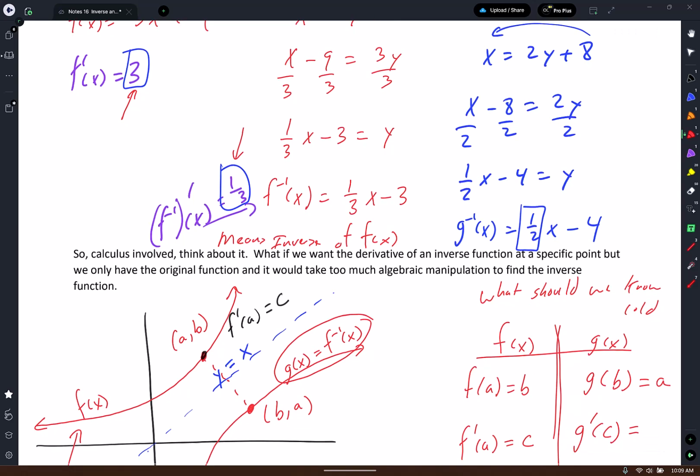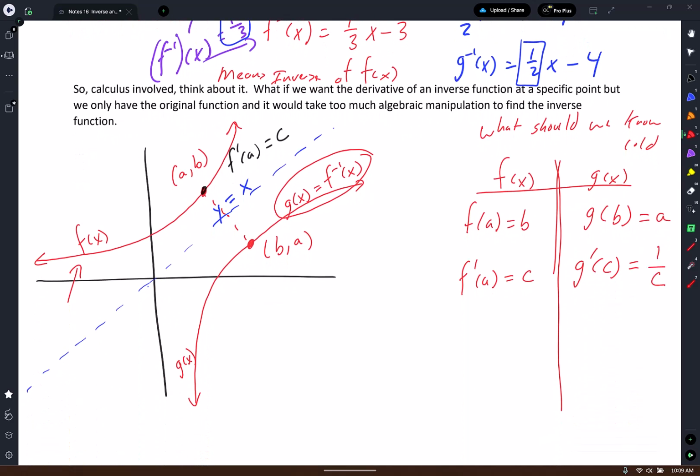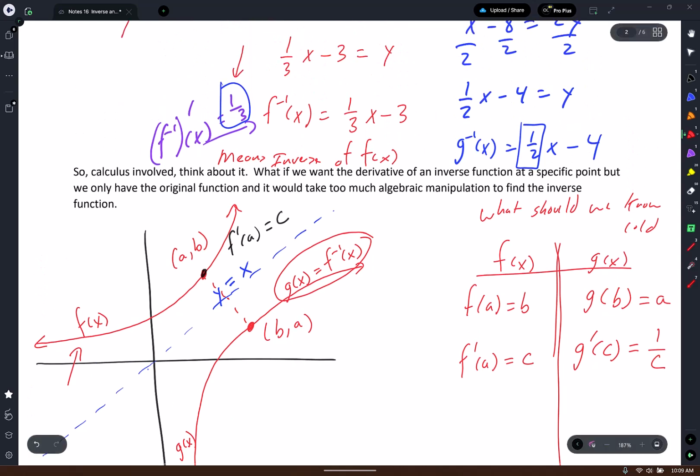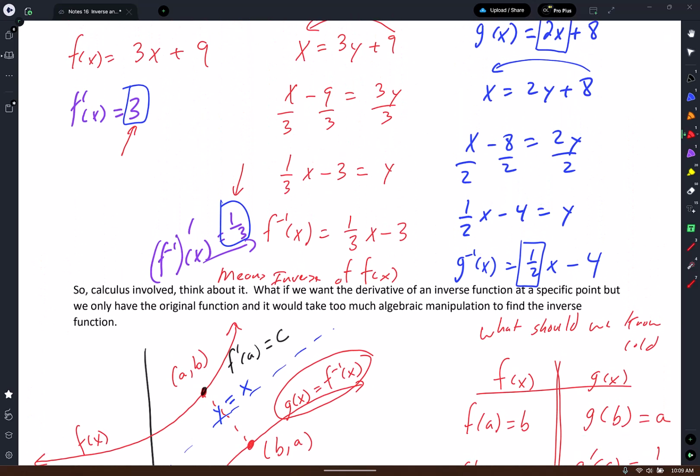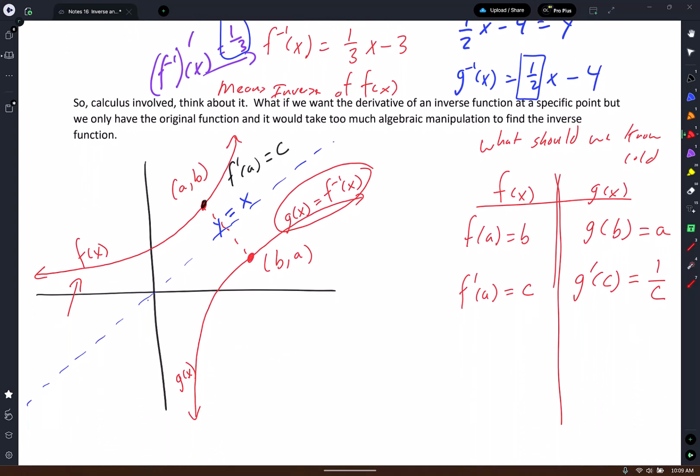Okay, someone said it right, but I don't know who. Well, tell us why it's 1 over c. It's the reciprocal. But here's what I want you guys to notice. Notice that it says g prime of c. It does not say g prime of a. That c was a y value.